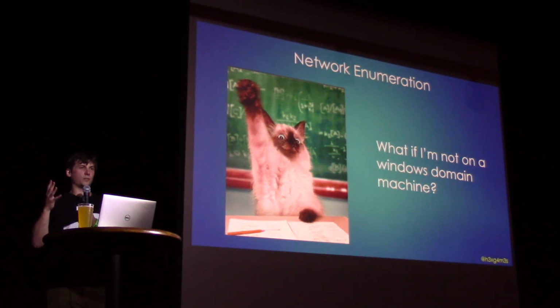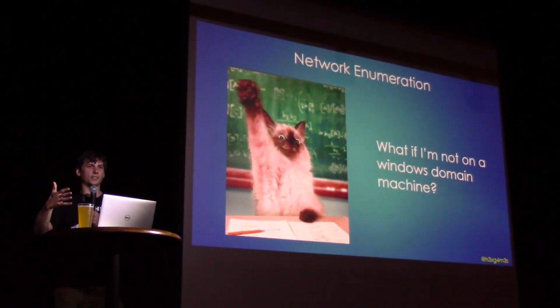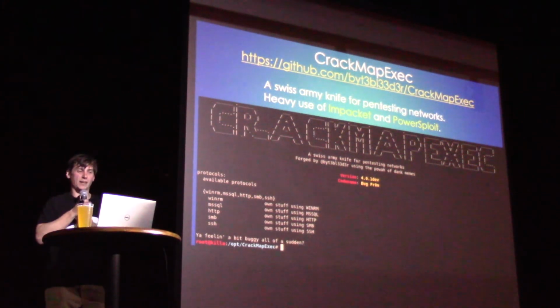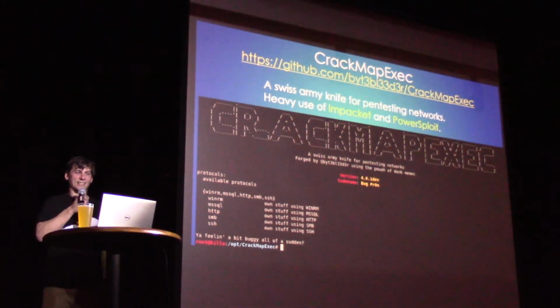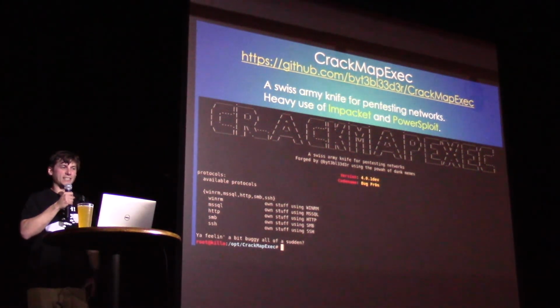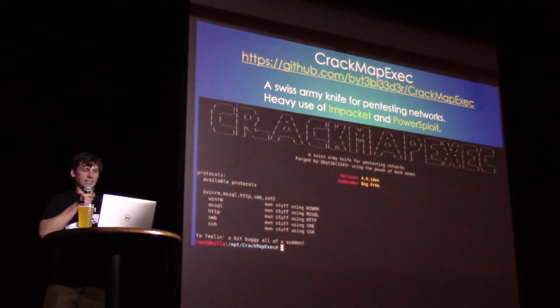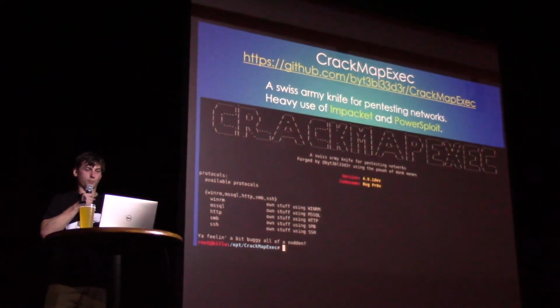So what if you don't have a domain joined machine? Can you still do any of this? One of the ways we got in was we guessed creds, but we used a VPN to access the network. So maybe we've got our Kali machine, but we don't actually have a domain joined box that we've hacked. That's where I want to talk about CrackMapExec. It's kind of the Swiss Army knife for pen testing. They make heavy use of Impacket and PowerSploit. And this thing is pretty sweet.